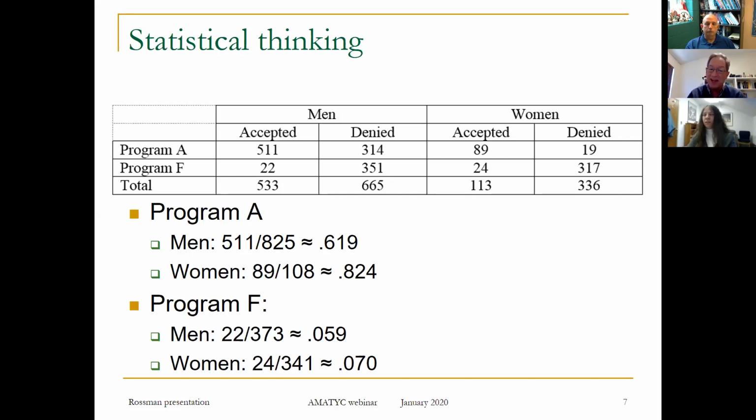Something weird is going on here. Many students realize that for themselves. If not, I tell them something weird is going on here. What's the oddity? Well, the oddity is men had a much higher proportion of acceptance overall, and yet within each program, men have a smaller proportion of acceptance than women. It's a small difference in program F. It's a pretty big difference in program A.